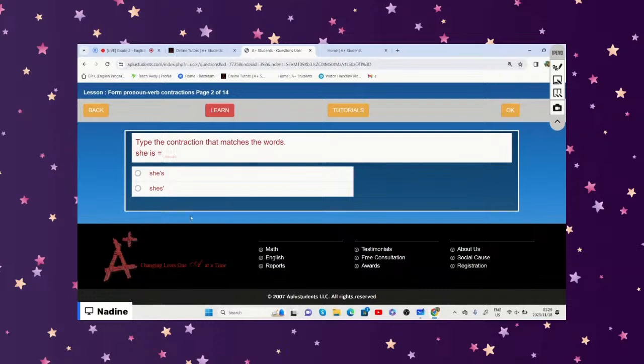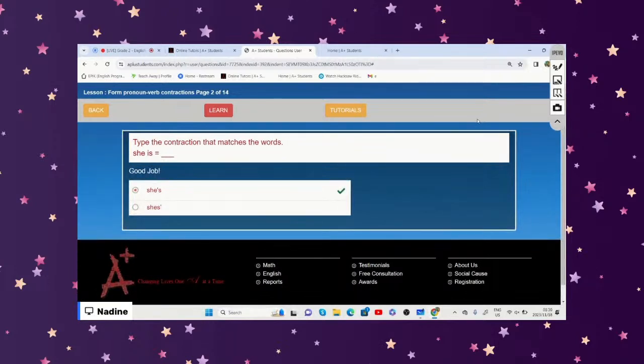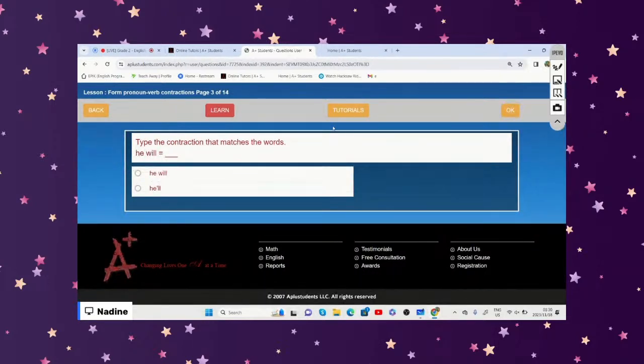Because remember we said that the pronoun stays the same. We leave out the I, we put the apostrophe in its place, and we add the S. All right, so if we choose the correct one, we will say she's. She's with the apostrophe just after the pronoun, not at the end of the word. So well done. Yes, she's is correct.